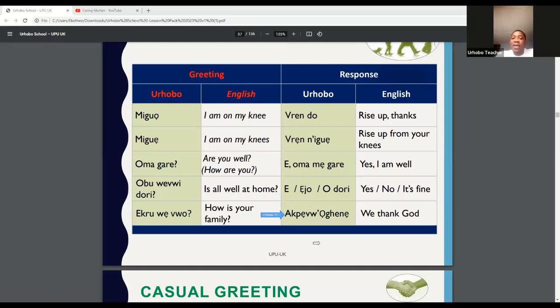Then the other word there is akpere. Akpere is gratitude, thankfulness. That is akpere Orene. So if somebody asks you, ekruwe wo, how is your family, one of your responses can be akpewogene, which means we thank God.